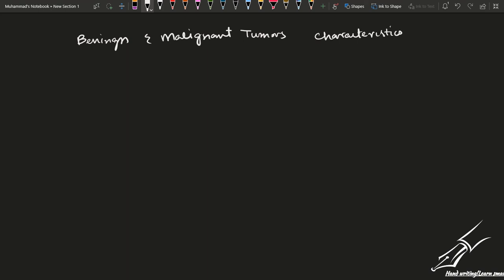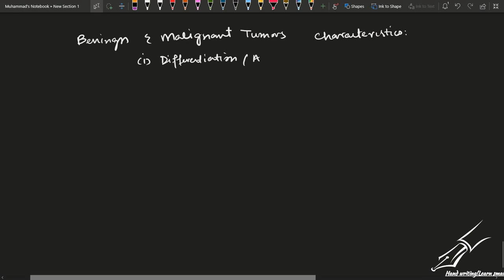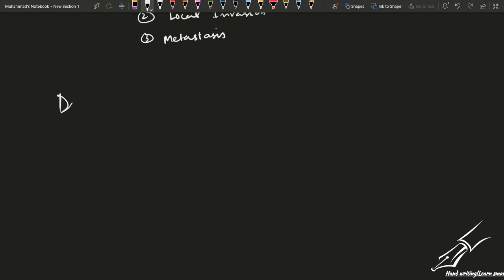There are three basic characteristics of benign and malignant tumors. Number one is differentiation and anaplasia. Number two is local invasion. So what is differentiation?